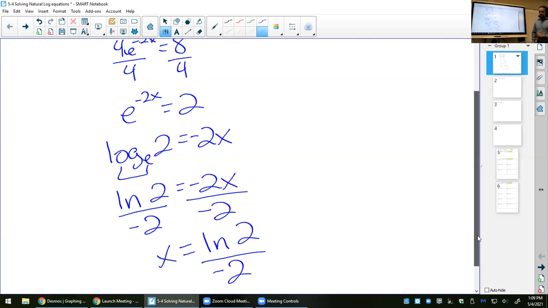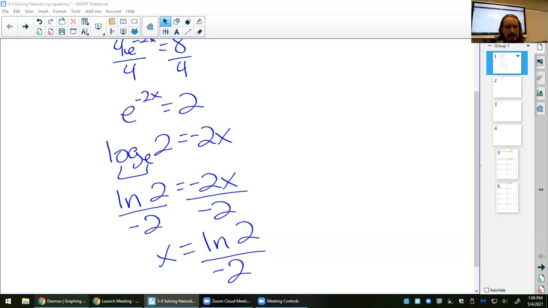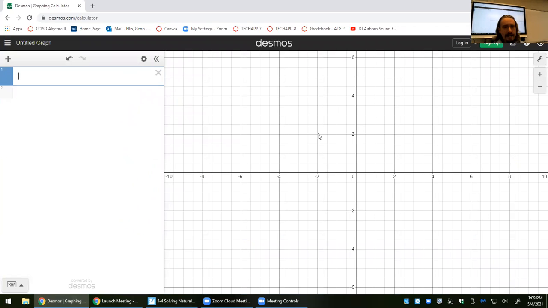Okay. But then if you look at the instructions, which I didn't copy down, it says we want that to the nearest 10,000th. So I need this as a decimal. I can't leave it like this. So you can't do that in your head. That's almost impossible unless you're some kind of super genius. So what we do is we go to our calculator. So how do we do natural logs on our Desmos machine?